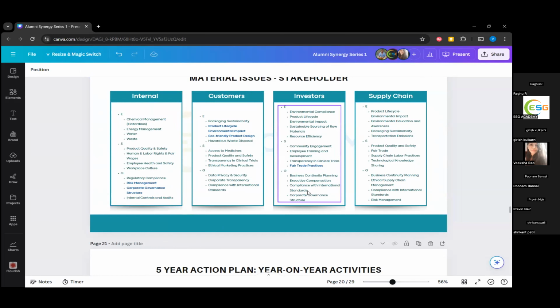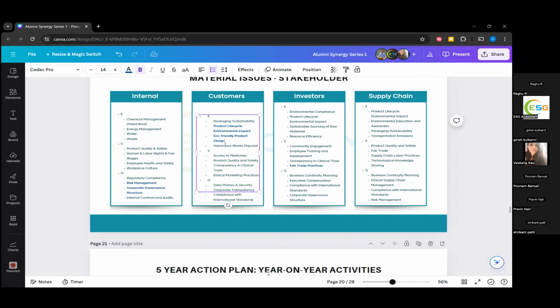Okay. If we are looking for a common thing, Viksha, then chemical management, would it come under all parts? Though we have not highlighted it everywhere, knowledge of chemical management, maybe not for the customer, but for the internal, investor and supply chain, will it be important? Probably here we can say hazardous waste management is one important factor. That is a major concern for pharmaceutical. Yeah, that is something we can combine. Product life cycles, yes, I've highlighted already.